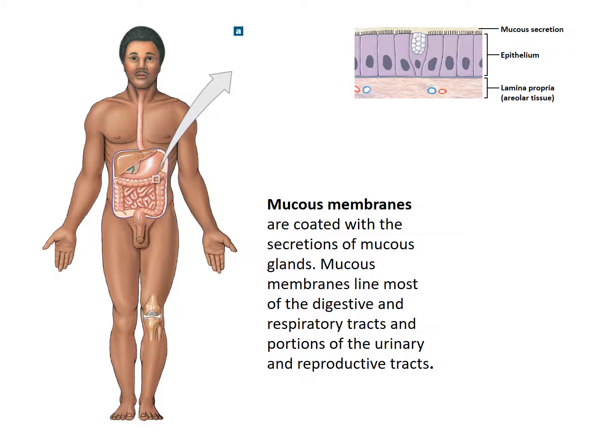There are 4 different types of membranes that we will discuss: serous membranes, mucous membranes, synovial membranes, and cutaneous membranes. Mucous membranes are coated with secretions of mucus glands. They line most of the digestive and respiratory tracts, as well as portions of the urinary tract. The primary functions of mucus are to protect against pathogens and to maintain a moist surface, which helps prevent a lot of water loss. Mucus is secreted by mucosal cells in the epithelial layer, and it is comprised of water and mucins. Mucins are a form of glycoprotein.